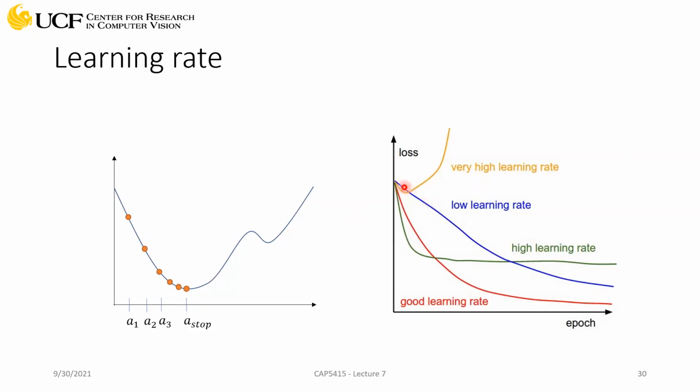So a very high learning rate is not good, but this is a sign when you monitor your loss. Then you need to lower your learning rate.